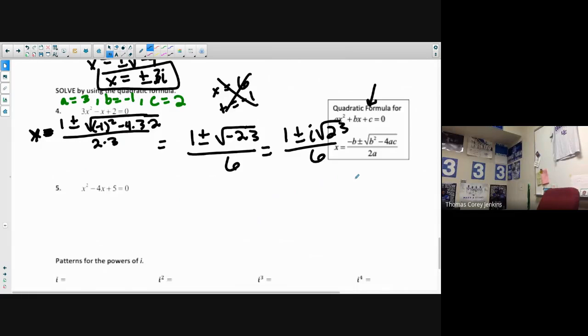Let this get caught up real quick. The square root of 23 over 6i.